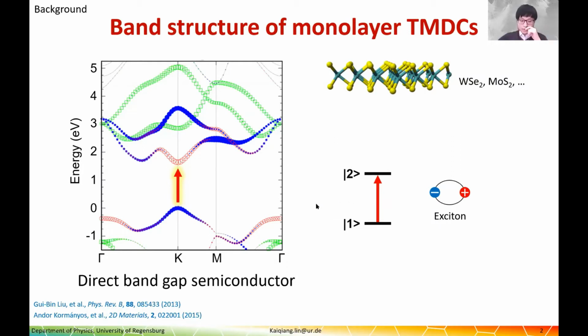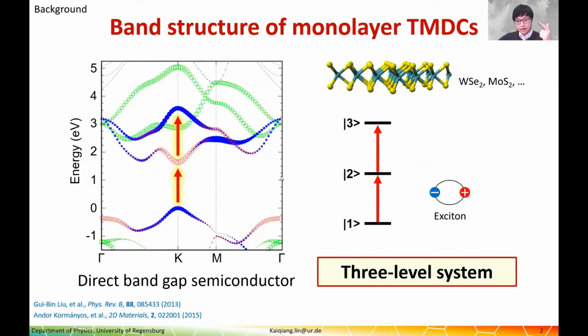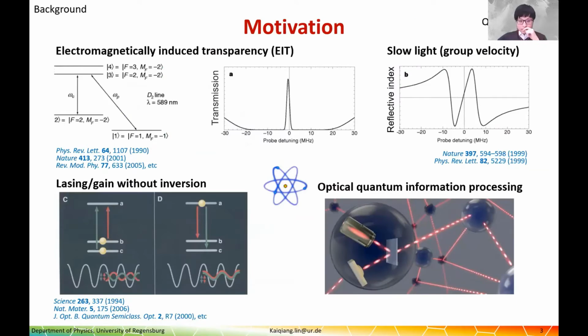But if we look closer into the band structure, we will notice that the light can further excite the electron from the first conduction band to a higher-lying conduction band, which gives you a three-level system instead. From AMO physics and quantum optics, we know that three-level systems in atoms are a basic building block for wonderful quantum interference phenomena such as electromagnetically induced transparency, slow light, or lasing without inversion.